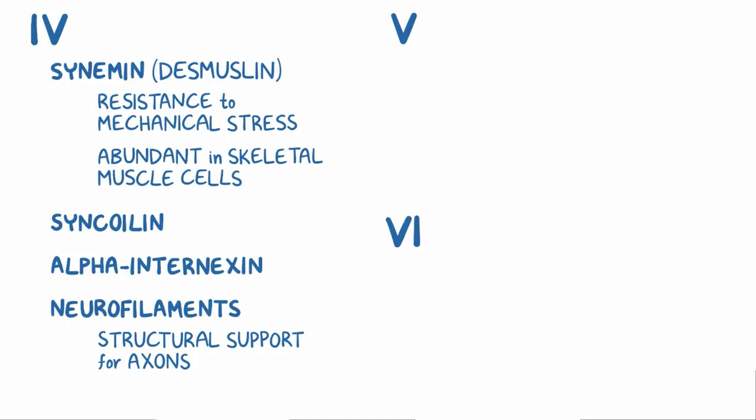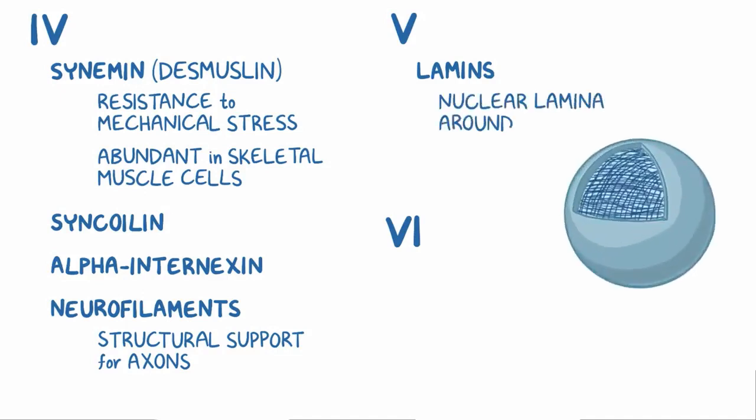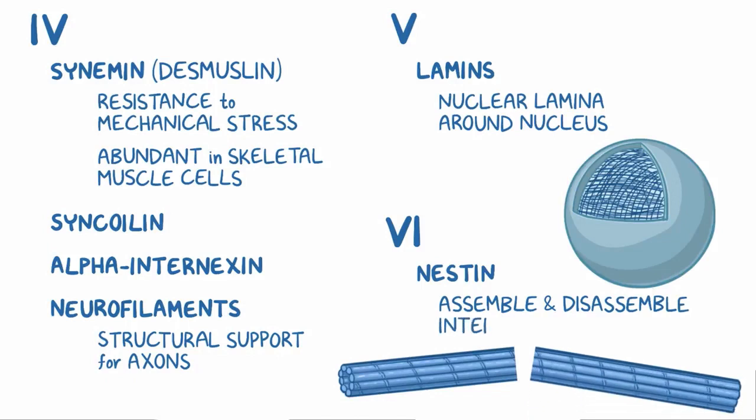Type 5 intermediate filaments are lamins, which make up the nuclear lamina around the nucleus of the cell. Then there are type 6 intermediate filaments, which include nestin, which helps assemble and disassemble other intermediate filaments.